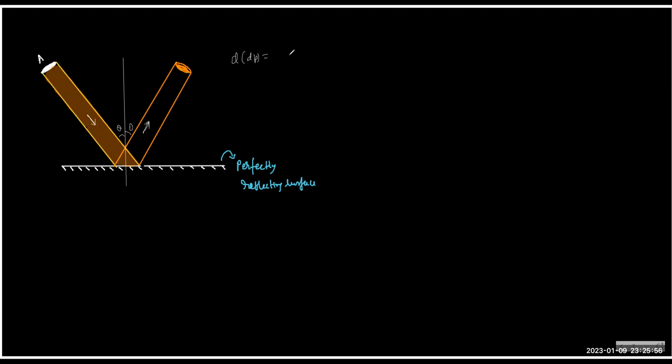The change is 2 dp cos theta, sorry, 2 dE by c cos theta. Am I right? Yes, sir. Okay. So the force will be 2W by c cos theta, because force is the rate of change of momentum, right? So can we write the force like this, guys? Yes, sir.